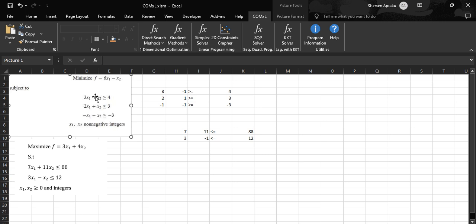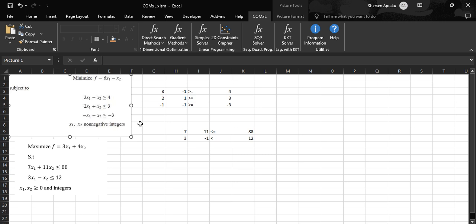So we have our problem 1, that is to minimize the function 6x1 minus x2, subject to our constraints 3x1 minus x2 equal to 4, 2x1 plus x2 equal to 3, and minus x1 minus x2 equal to minus 3. And x1 and x2 must be non-negative integers. So here is a three-dimensional linear programming problem, and we can employ the use of the 2D constraint grapher.